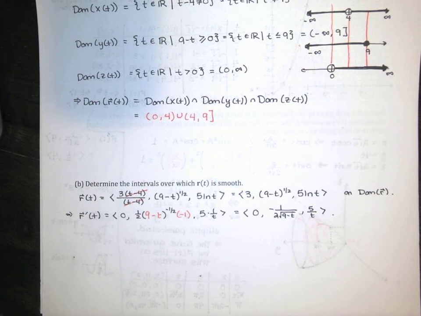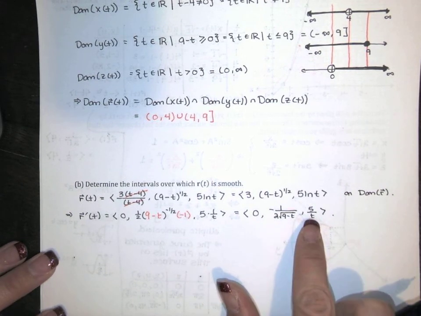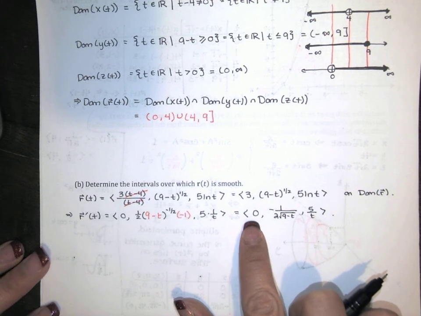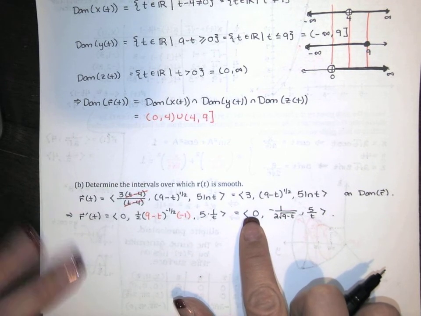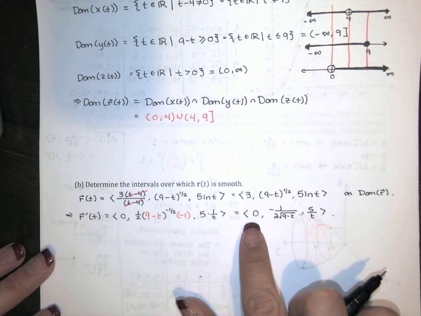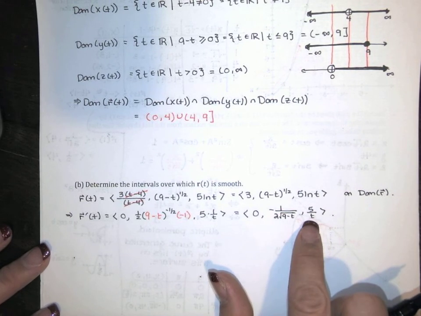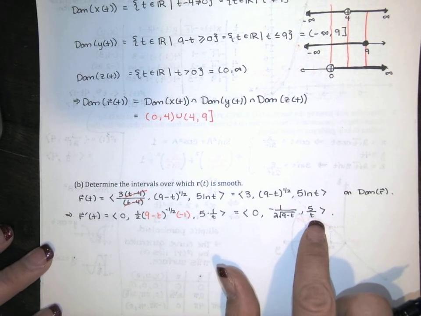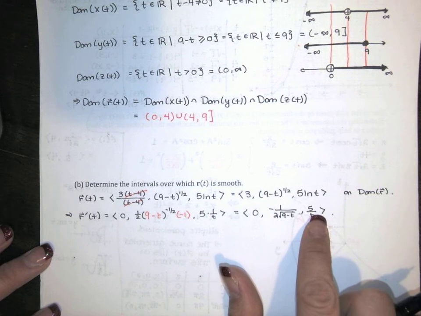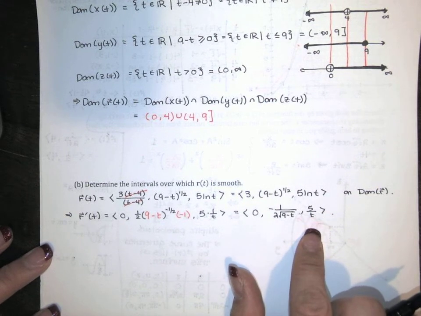This curve is not smooth if there is a t value for which this is 0 and this is 0 and this is 0 at the same time. Now that one's always 0 on the domain, so that's not really helping us. But notice that 5 over t is never going to be 0. There's nothing I can plug in for t over here that will give me a 0. Can't plug in t equals 0. Dividing by 0 is not allowed.